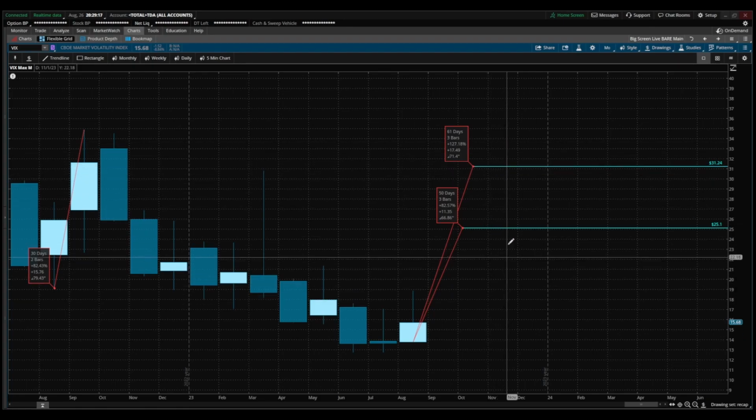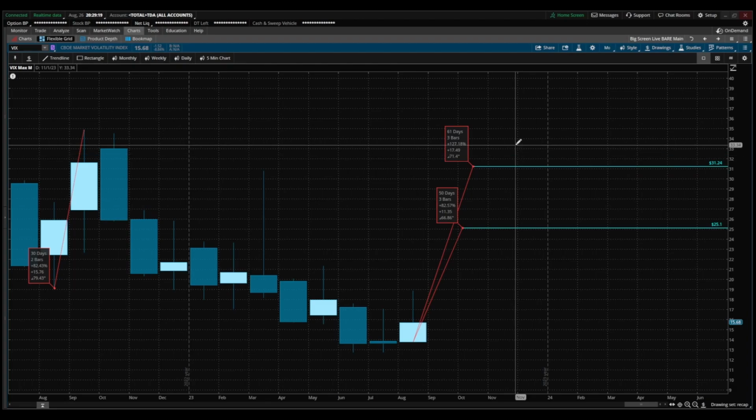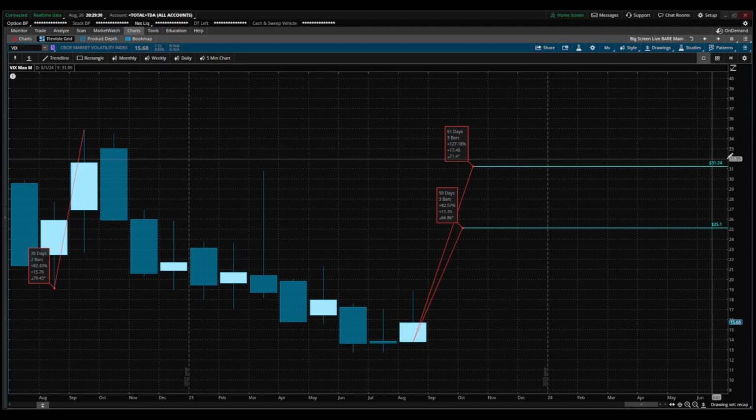So these are the two levels that I'm looking for the VIX to spike to before we see this sort of correction in the market subside. So we're still early on, basically, is what I'm saying. Now let's see.